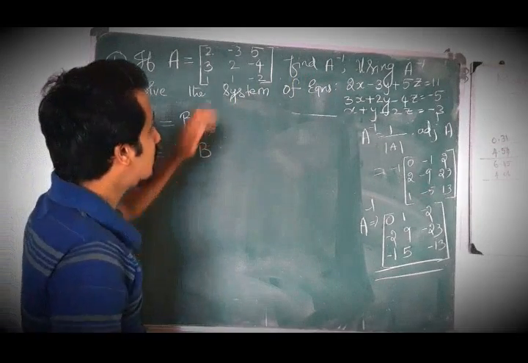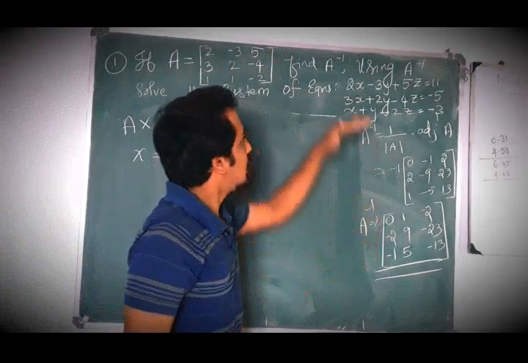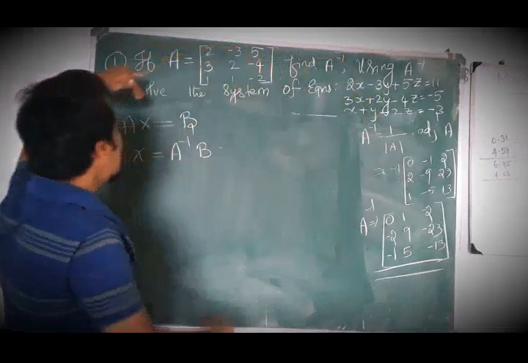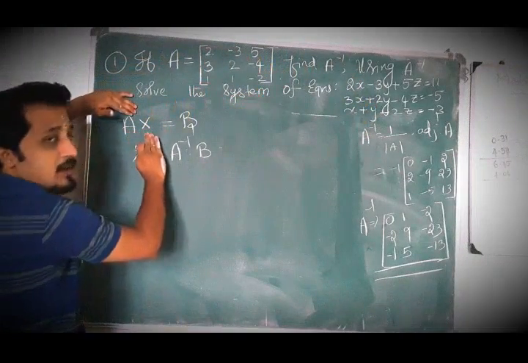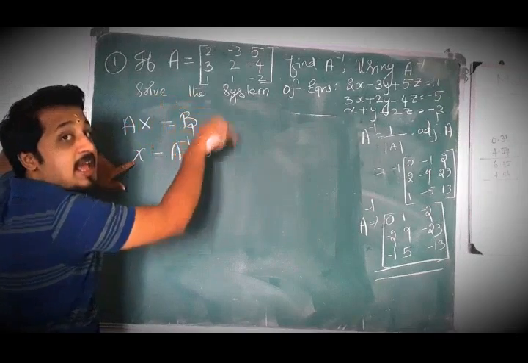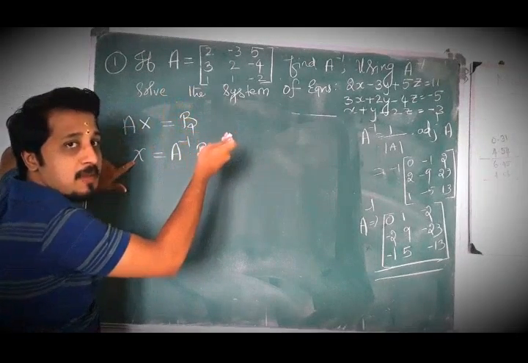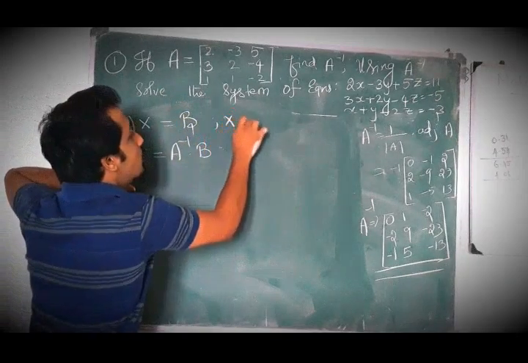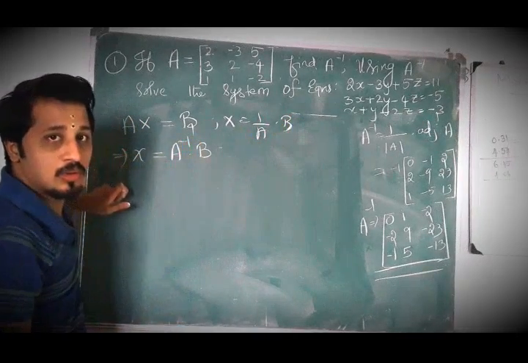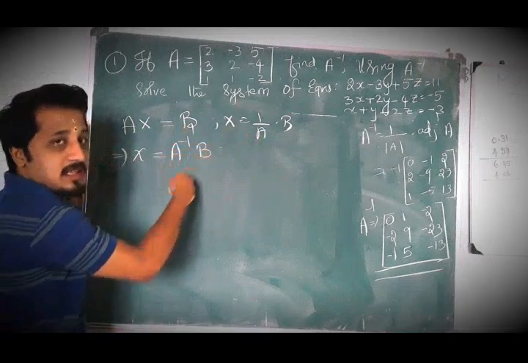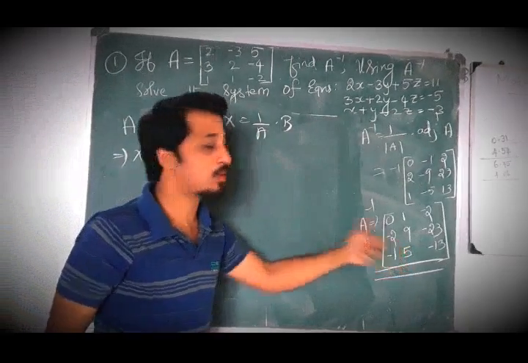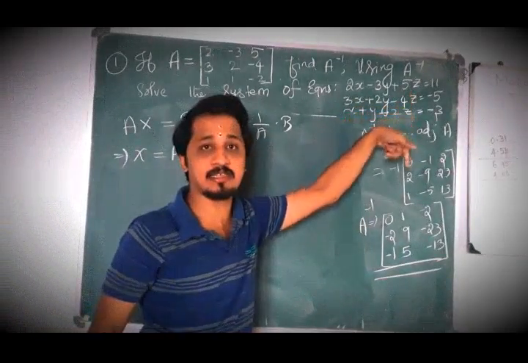First understand the question. We have found out A inverse. Using this A inverse, I have to solve the system of equations. From the system of equations, the general format is Ax is equal to b. What is x equal to? If A goes to the other side, it becomes A inverse, 1 by A. So x is equal to 1 by A into b, which implies x is equal to A inverse b. So 1 by A is nothing but A inverse. What is A inverse? Already we have found it. What is b? b is the right hand side of the equation.